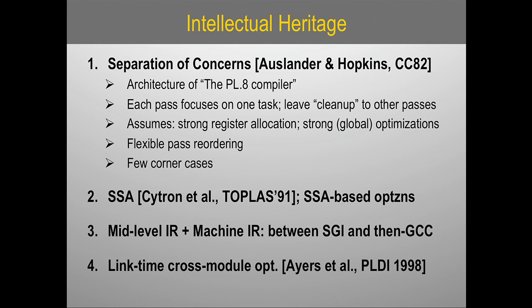In those days, strong meant global optimization. This was across a whole procedure. Interprocedural was not on the horizon at that time. And in fact, they make a strong argument in the paper for why compilers should start using whole procedure optimizations using bit vector data flow.